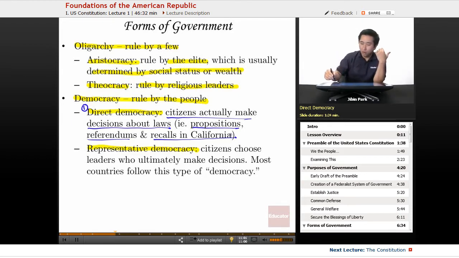But the more common type of democracy that we're going to see practiced in the United States and by most countries is representative democracy.